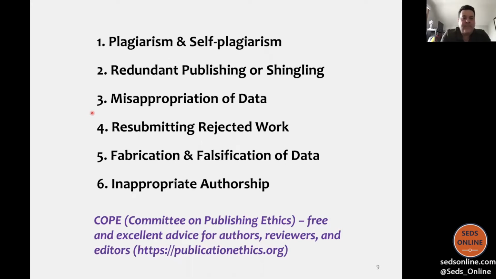And of course, number 5, fabrication and falsification of data and inappropriate authorship. So for a more expanded list of publishing criteria and good publishing practices, I really encourage you to go to this website here, which focuses on information that the Committee on Publishing Ethics, or COPE, has, and it's free, and it offers excellent advice for authors, reviewers, and editors.